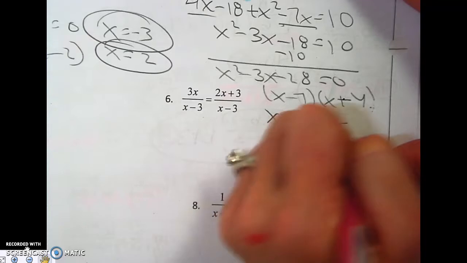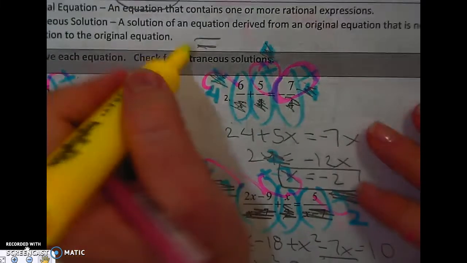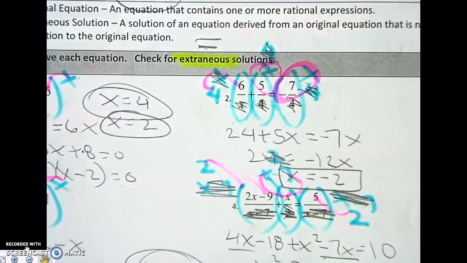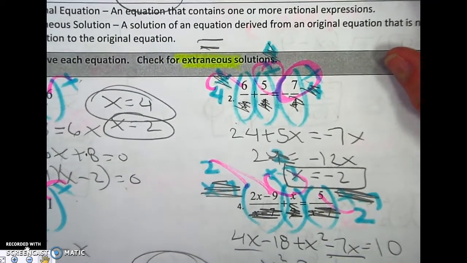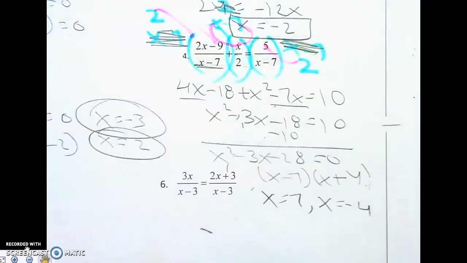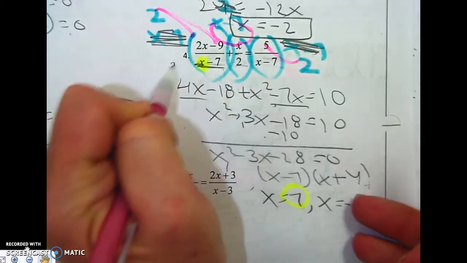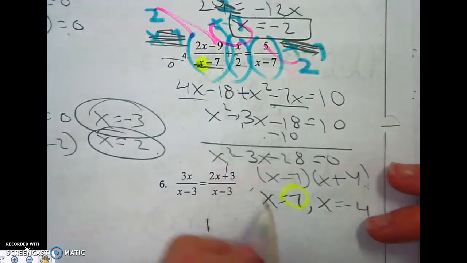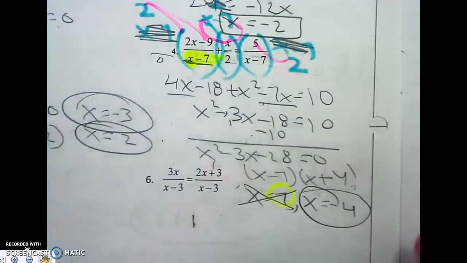Almost done. Now this one's a little bit different, because just because you get an answer doesn't mean it's correct. So I want you to look up here, and I want you to get a yellow highlighter if you have one. And this is the new word, and it's extraneous. What it means is just because you get an answer doesn't mean it's the right answer. If I go back to my original problem and check it, and plug 7 in for x, 7 minus 7 is 0. You can't have a 0 in the denominator. So that means this extraneous solution is not possible, and negative 4 is the answer. Okay?